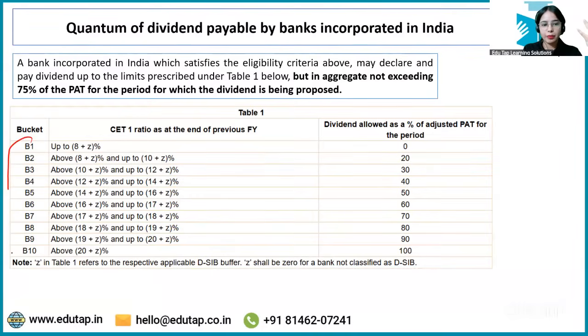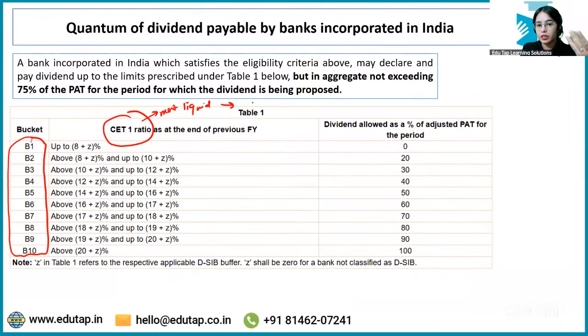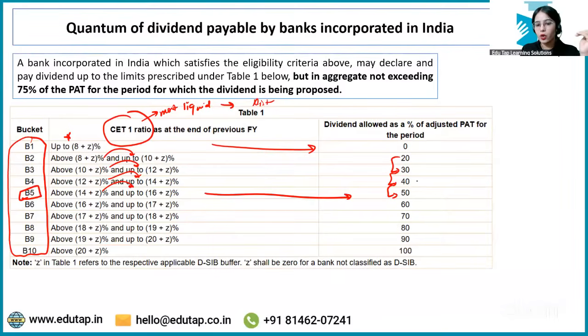So in total, there are 10 buckets. These buckets depend on how much common equity tier 1 capital the bank has. This is the most liquid capital that the bank needs to maintain the liquidity and to handle the distress. Okay, up to 8%, 0% of dividend. If the common equity tier 1 is up to 8%, now there will be a gap of 2% till bucket 5. So here, and the increase of the dividend payout by 10%.